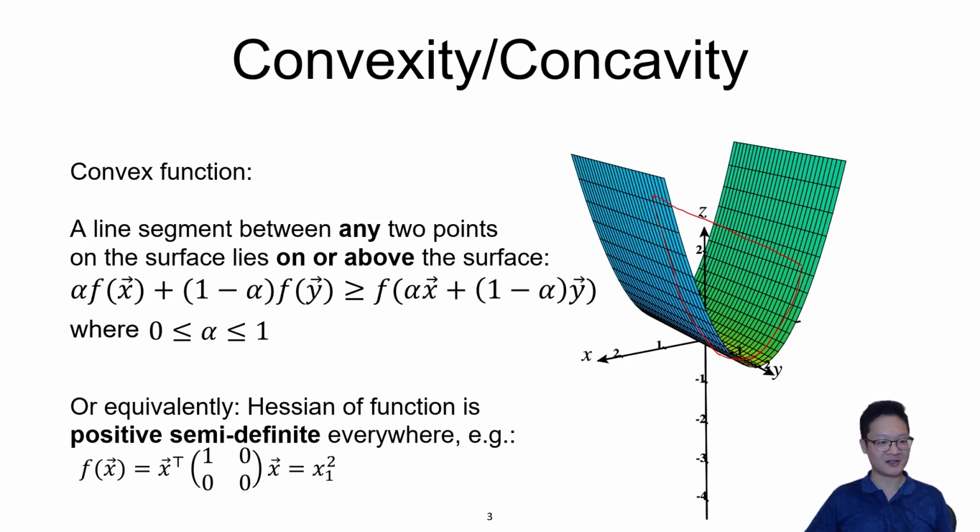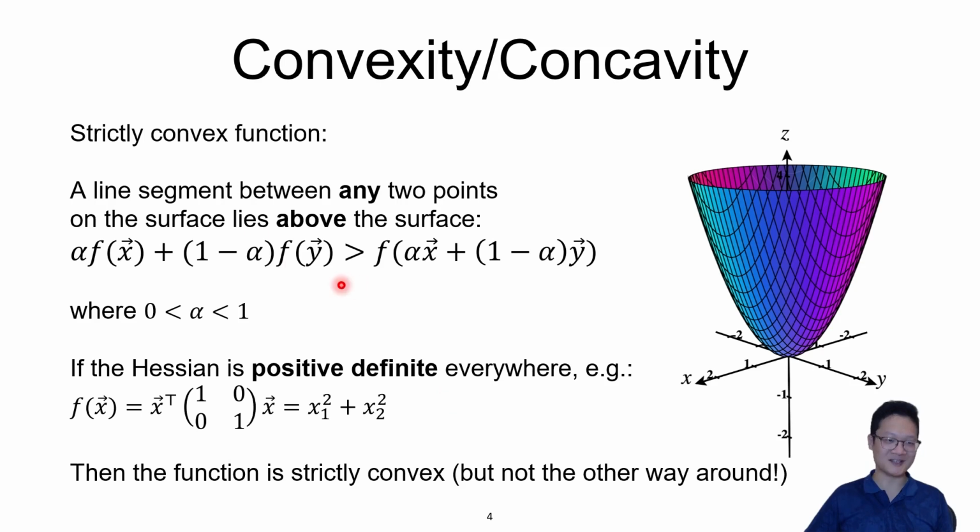Very closely related to convex functions is the strictly convex function. The definition is exactly the same, except that we have a strict inequality here. Whenever alpha is strictly between 0 and 1, alpha f of x plus 1 minus alpha f of y is strictly greater than f of alpha x plus 1 minus alpha y. In this case, we have to be a bit careful with the Hessian. We can use the Hessian to tell us if the function is positive definite.